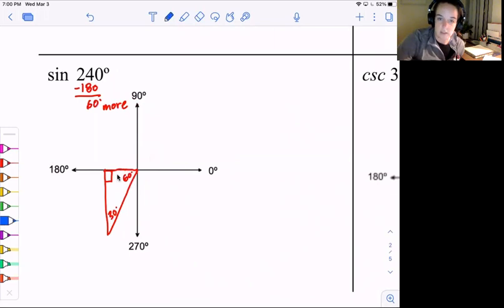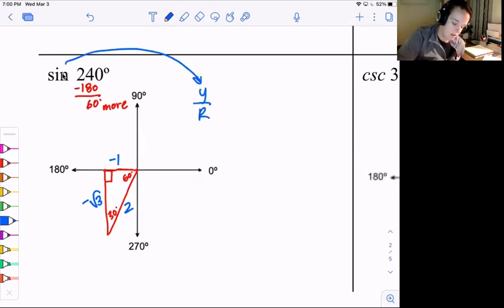So short side is always 1, long side always 2, in the middle square root of 3. Check your negatives, so -1, square root of 3. And then sine is y over r. Your y here is negative square root 3 over r is 2. Check to see if you can simplify. You can't. So this would be your answer.